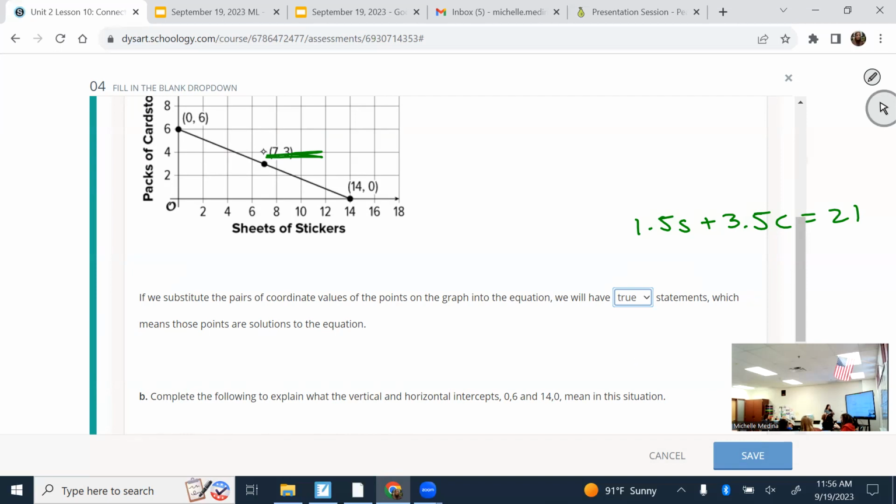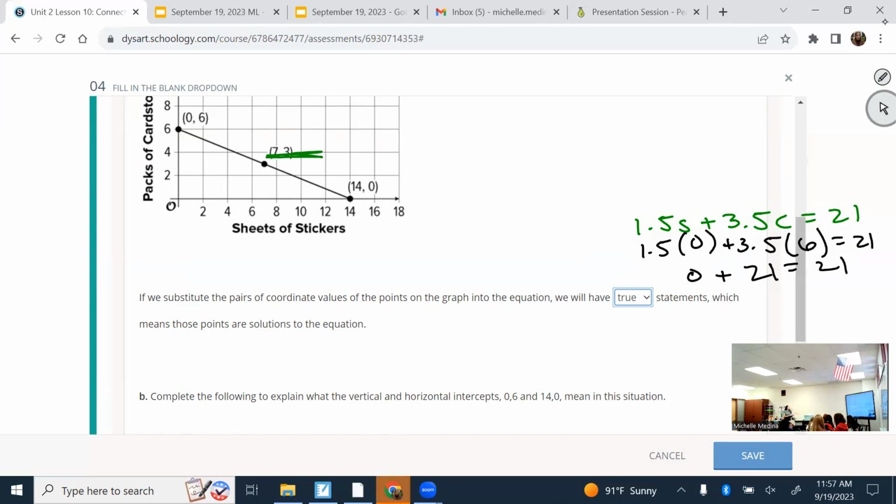Now, let me just double check, because I know we were figuring out if this could represent it. The X would be the number of stickers. 1.5 times 0, we're plugging in this one. The C is cardstock, so that's 6. I know this times 0 is 0. Let's see if 6 times 3.5 is 21. And it is. All right, so far it's looking good, but it would have to be true in order for them to be solutions.